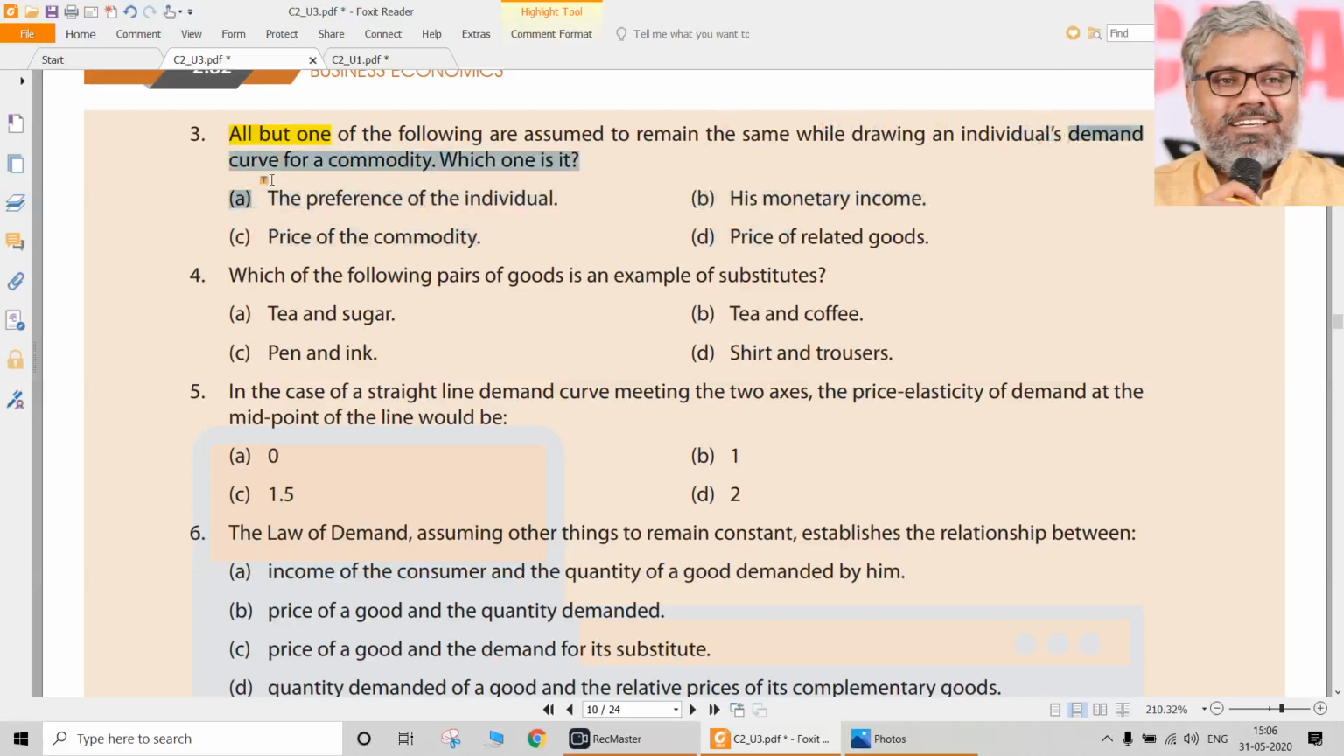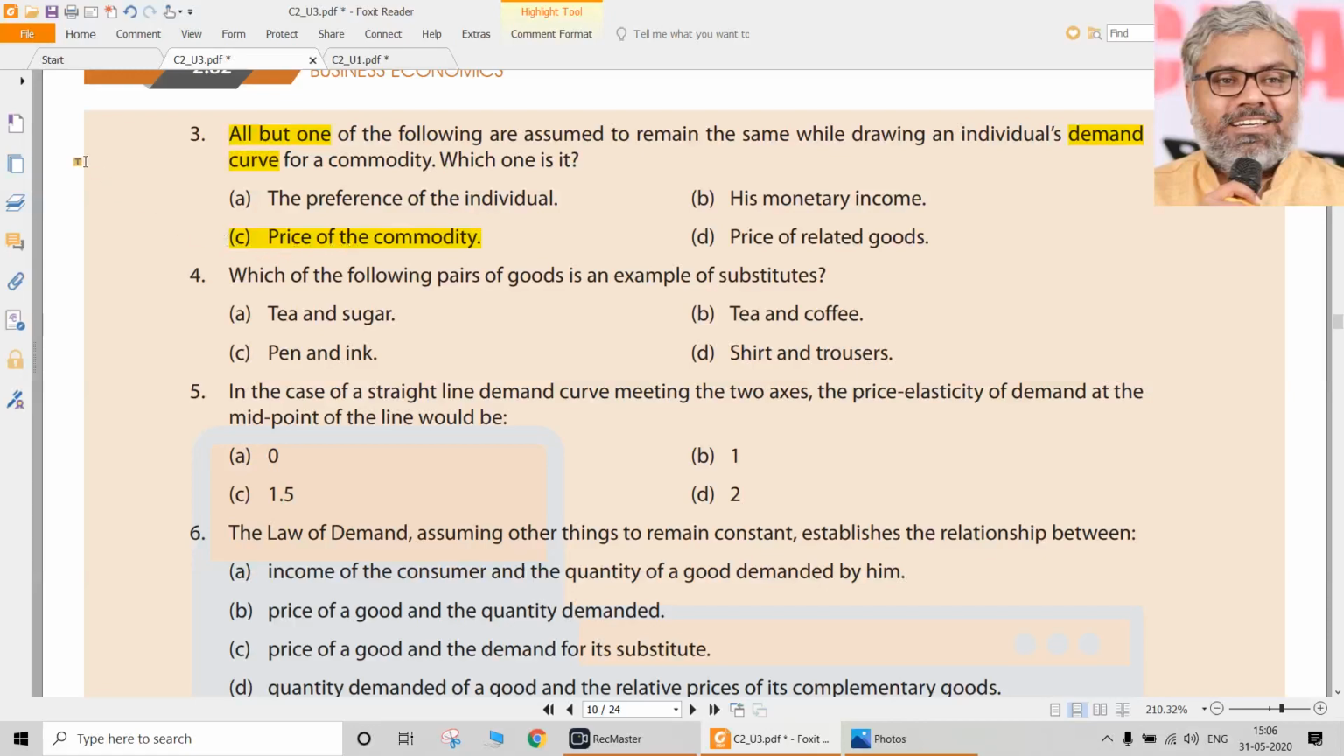See, when the demand curve is drawn, first of all, what does demand curve mean? Demand curve is about the relationship between the price and quantity demanded. While we are testing this, all other factors are assumed to remain the same. So the question here is which factor is not going to remain the same. Everything is going to remain the same except one. What is that? Straight answer: the price of the commodity, because we are talking about the demand curve. Demand curve is about the price of the commodity and quantity demanded only.